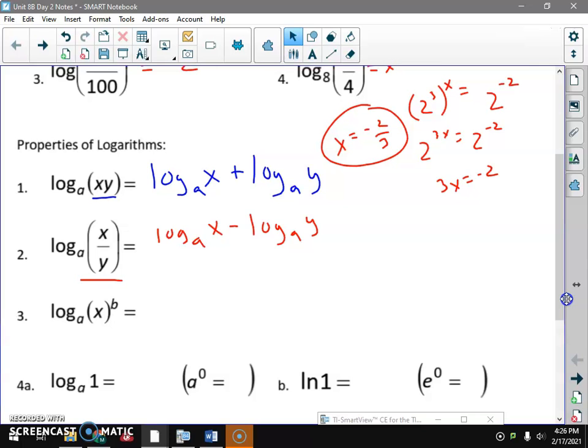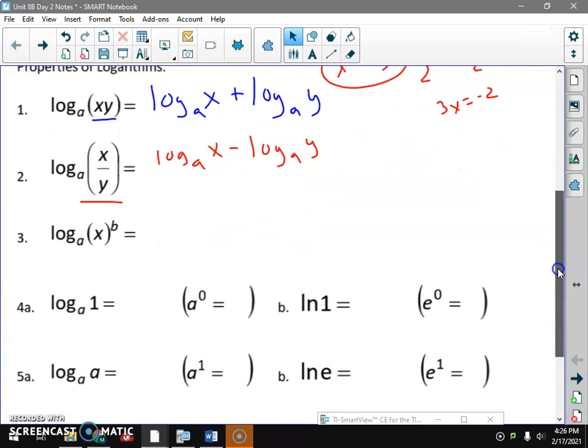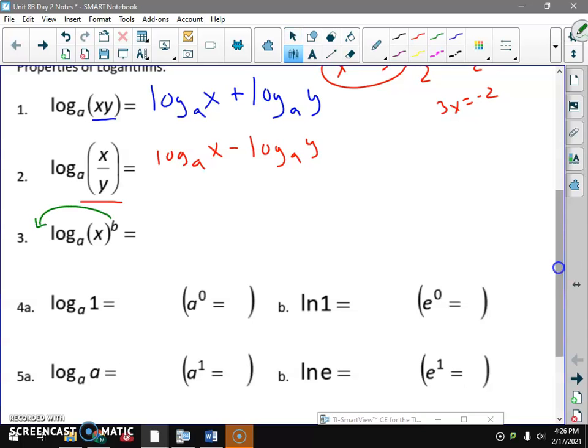What's raising to a power to a power? I'll bet you remember that one, probably the most common. You can shoot that b out front and it becomes the leading coefficient. So b times log base A of x. These are all going to help us manipulate logarithms to help us solve equations and do things with them.